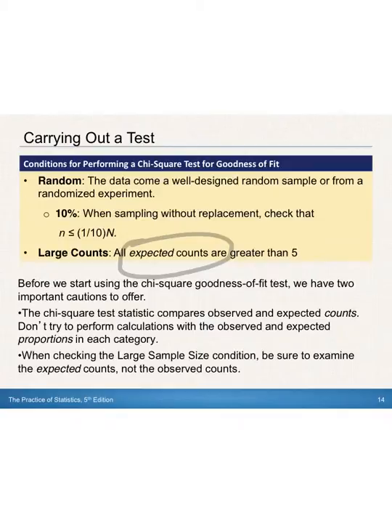size, because you're already going to have what happened in each sample, but you have to multiply by the proportion expected times the sample size, so you're able to compare those two. Make sure you're using expected counts in that large counts and not the observed ones.